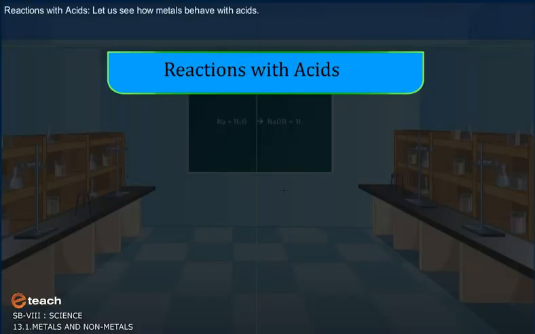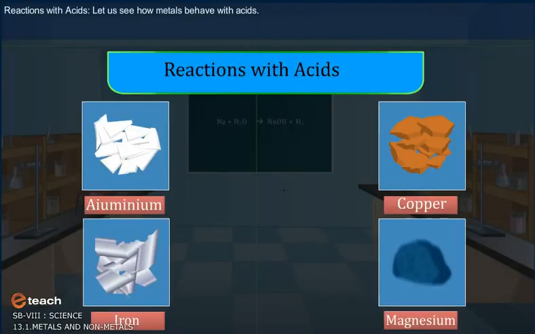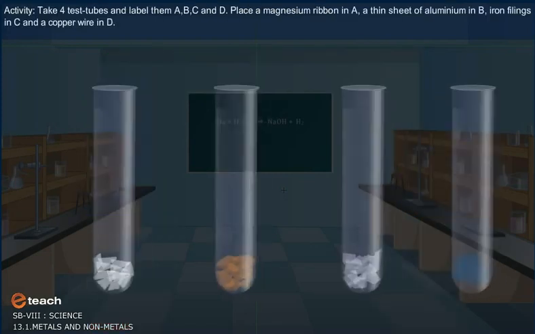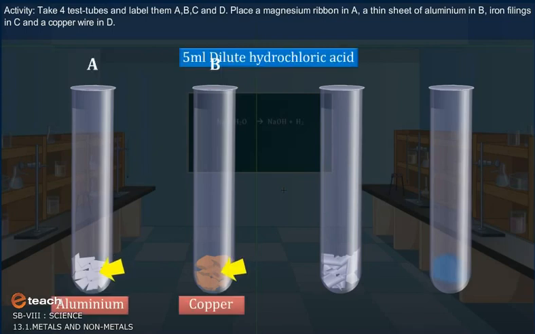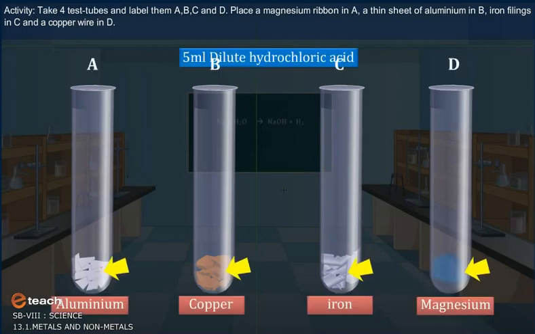Reactions with acids. Let us see how metals behave with acids. Activity. Take 4 test tubes and label them A, B, C and D. Place a magnesium ribbon in A, a thin sheet of aluminium in B, iron filings in C and a copper wire in D.